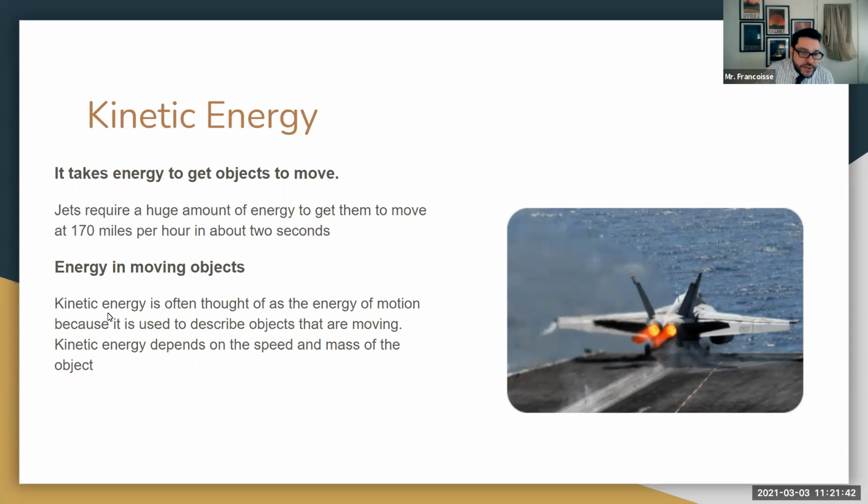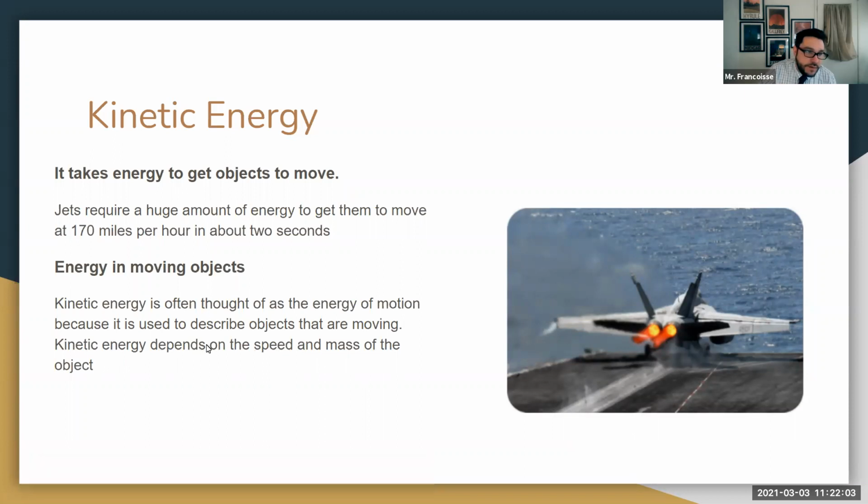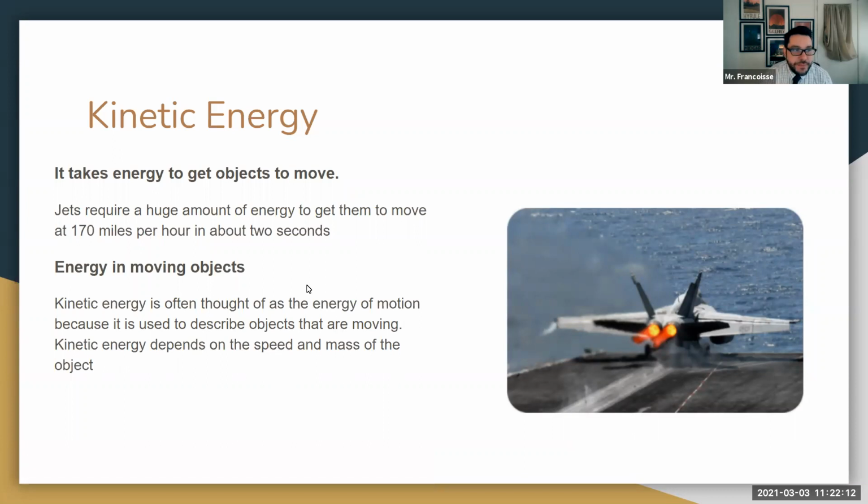Kinetic energy is often thought of as the energy of motion because it describes the energy of objects that are moving. So we say this jet here has a lot of kinetic energy because it's moving very quickly. Kinetic energy depends on the speed and the mass of the object. So if we're increasing kinetic energy, we can change the speed or the mass. Kinetic energy is the simplest. We can think of objects that move as having kinetic energy.